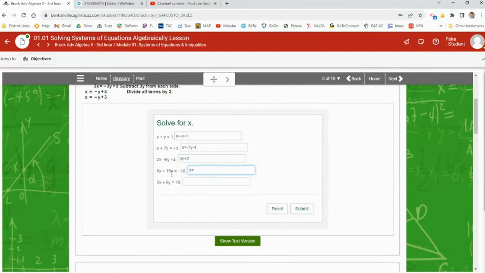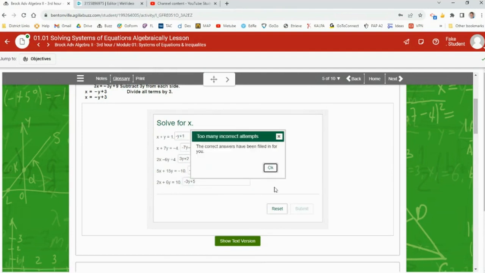Here's another one where we do the same thing, where it's supposed to be x equals. We'd have to move the 15y over. So it'd be negative 15y minus 10, but it was 5x, so we divide it by 5. See that? And this next one, if we had 2x equals negative 6y plus 10, and we divide both sides by 2, all of these numbers are cut in half.